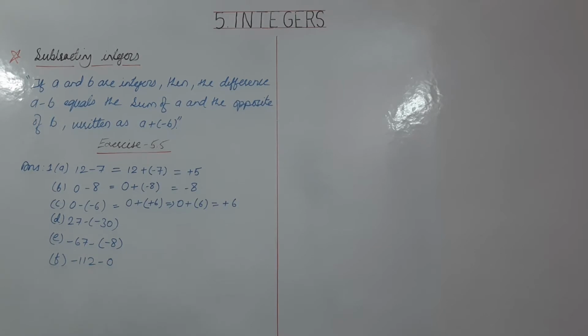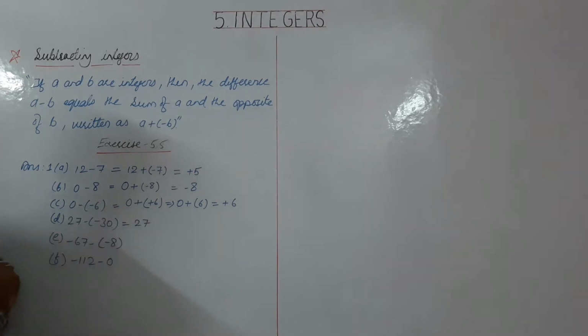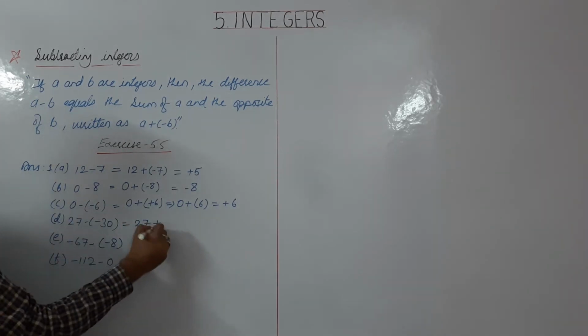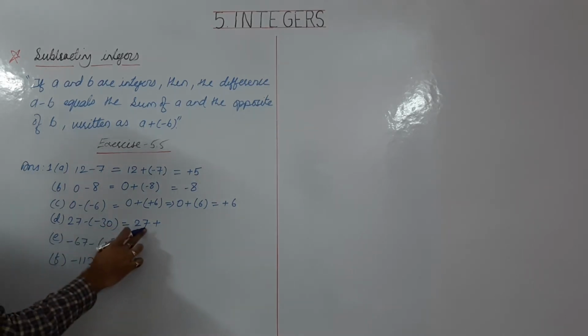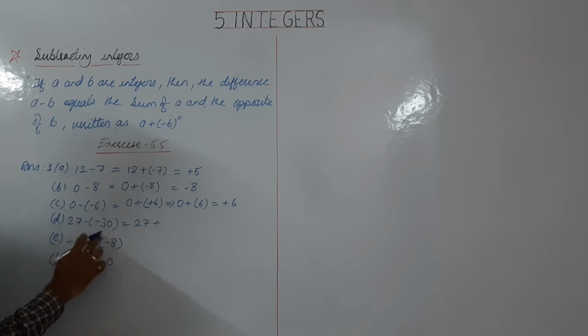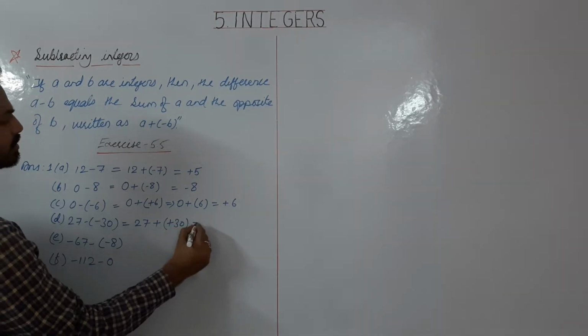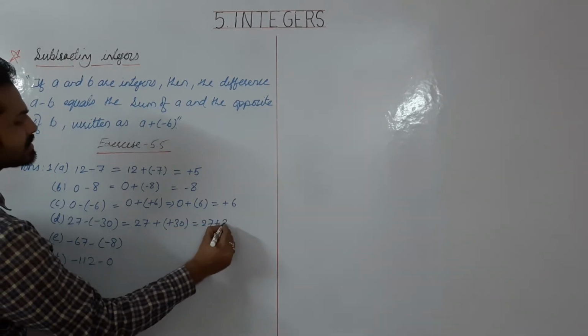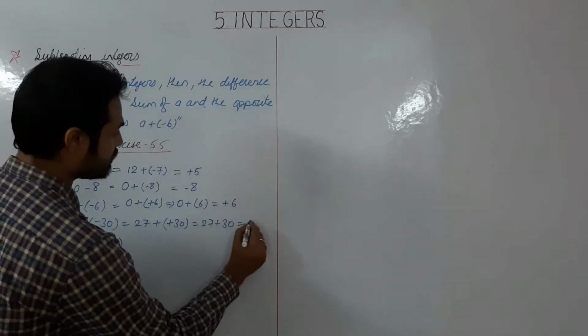The next, 27 minus of minus 30. 27, then plus, the sum of a and the opposite of b. So 27 is a and b is minus 30. So opposite of minus 30 is plus 30, or directly 27 plus 30 is 57.